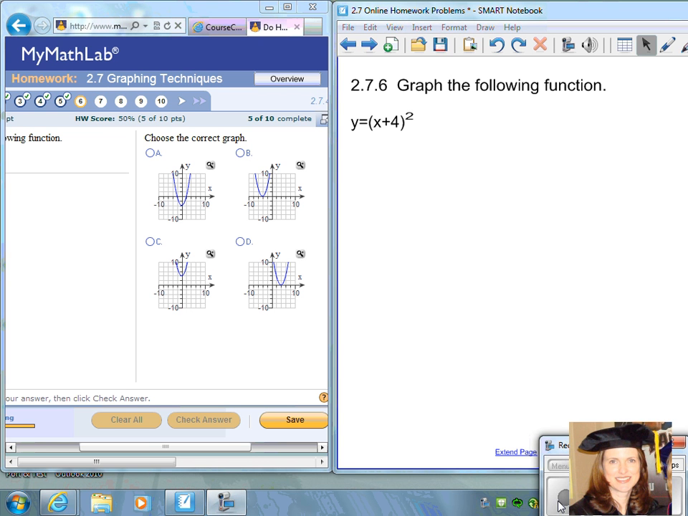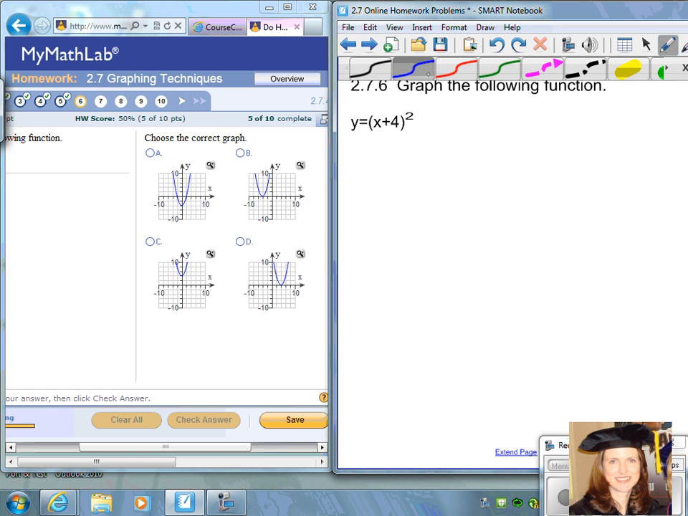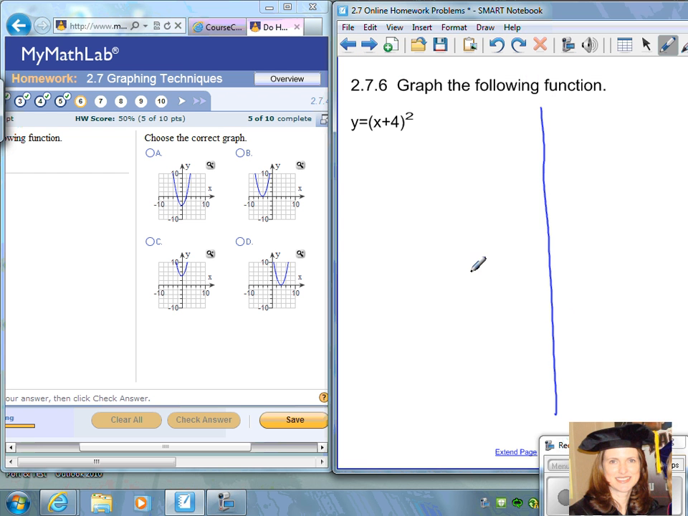Question number 6 from section 2.7, graphing techniques. We want to graph the following function: y is equal to the quantity x plus 4 squared. Now recall our basic graph of y equals x squared is the parabola that has a vertex right at the origin. And this is a graph of y equals x squared.